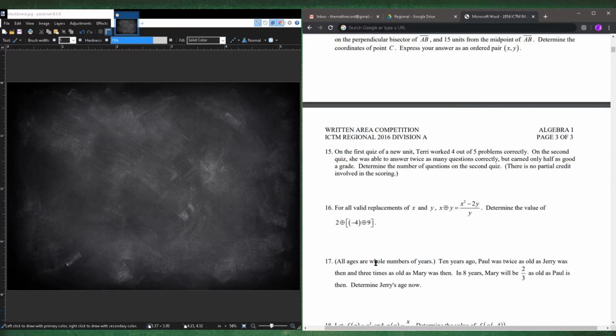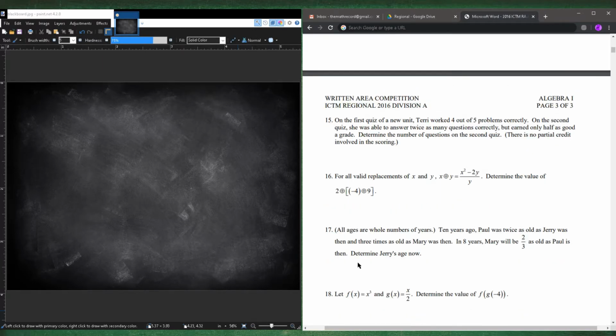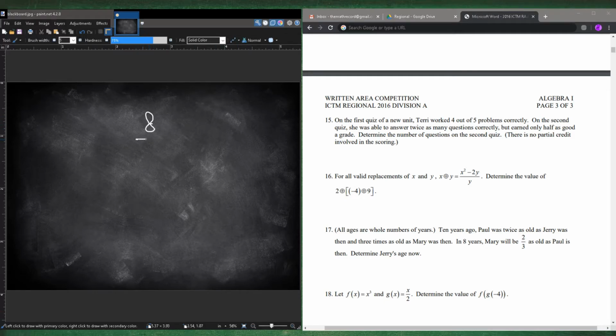Okay, number 15. On the first quiz of a new unit, Terry worked 4 out of 5 problems correctly. On the second quiz, she was able to work twice as many questions correctly, but earn only half as good a grade, right? So she answered 4 correctly the first time. So on the second quiz, she answered twice as many correctly, so she answered 8 correctly. But she earned only half as good a grade. So on her first grade, she got 4 out of 5. So the second time, she got half as much.